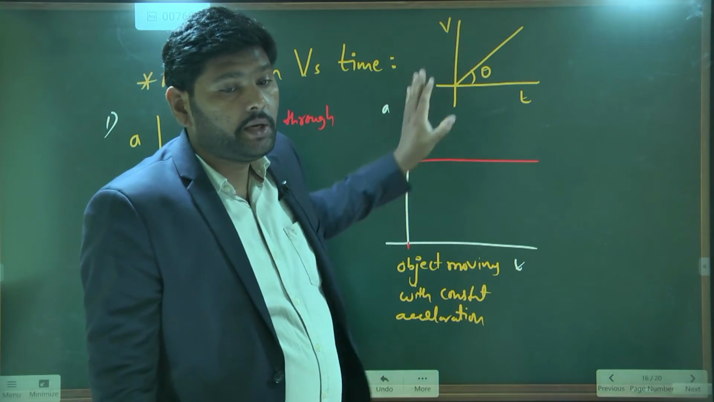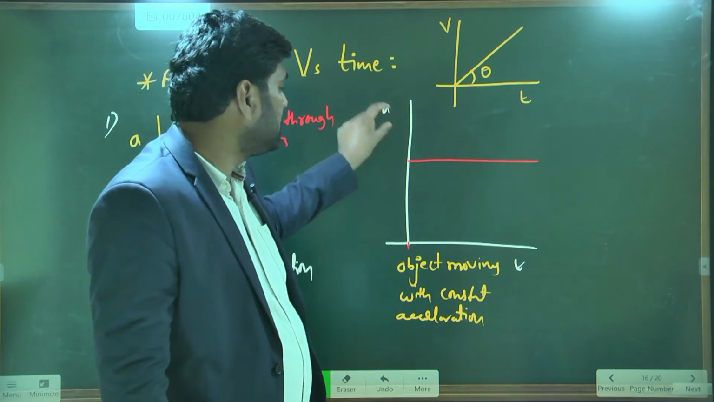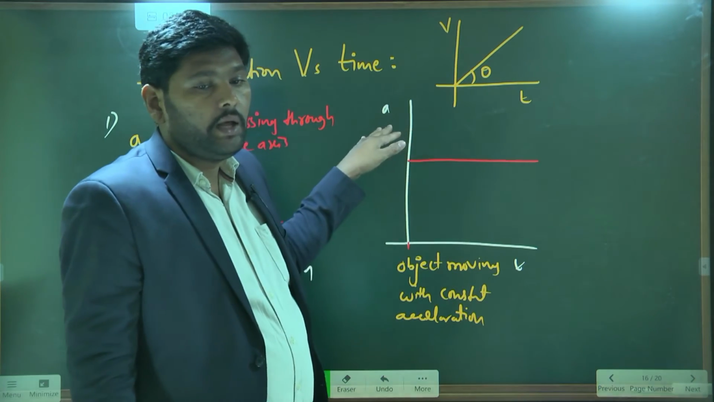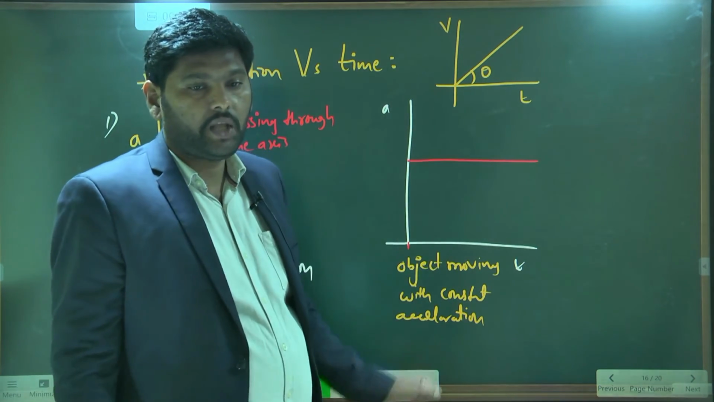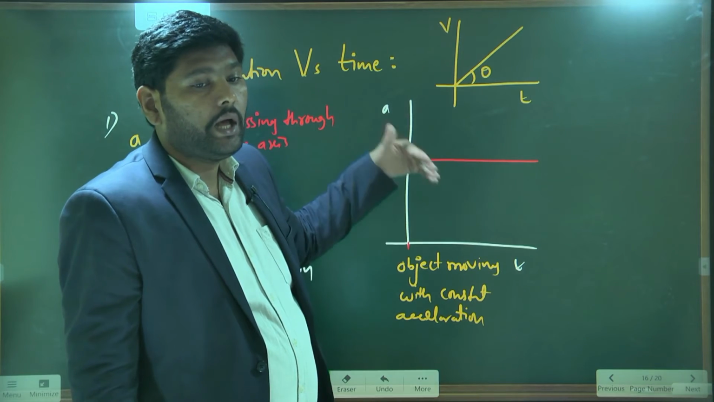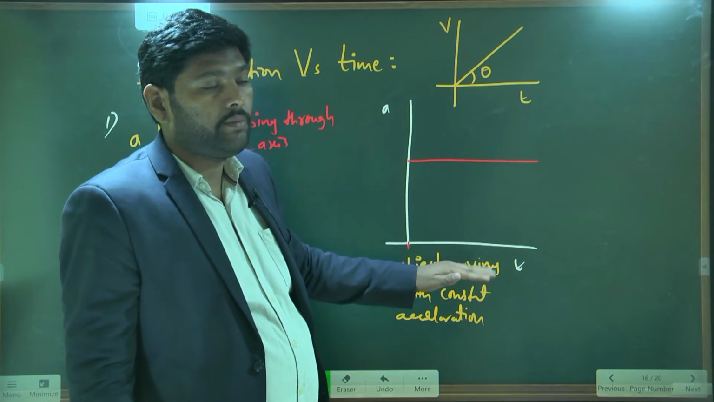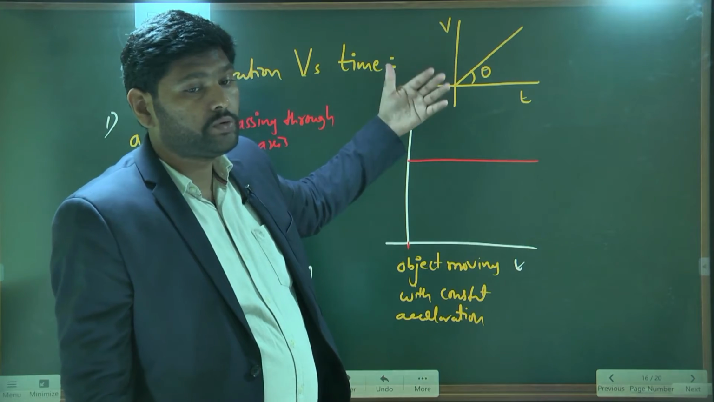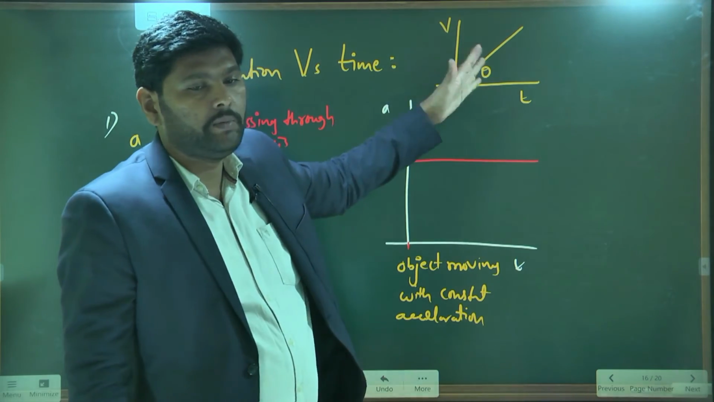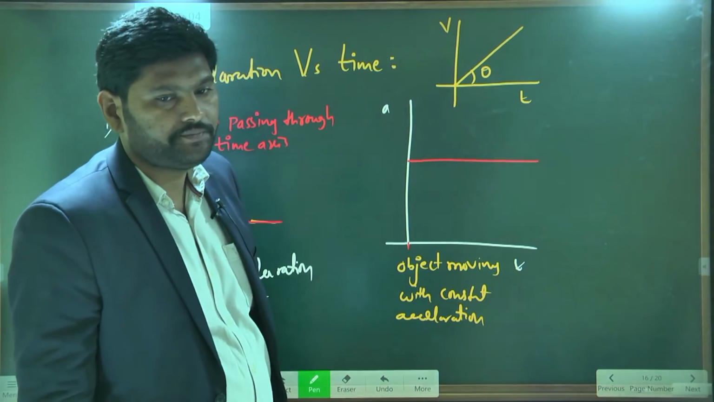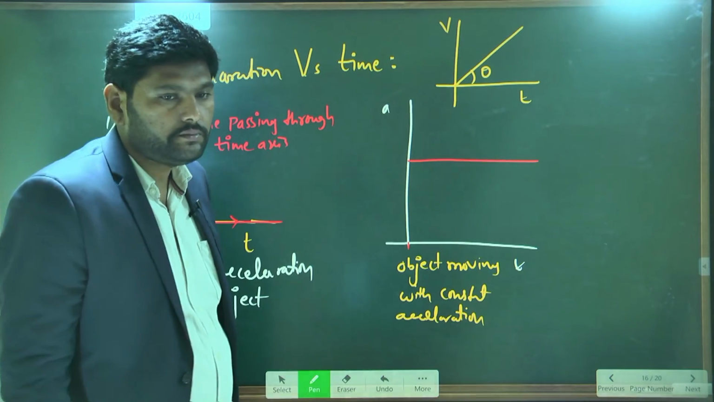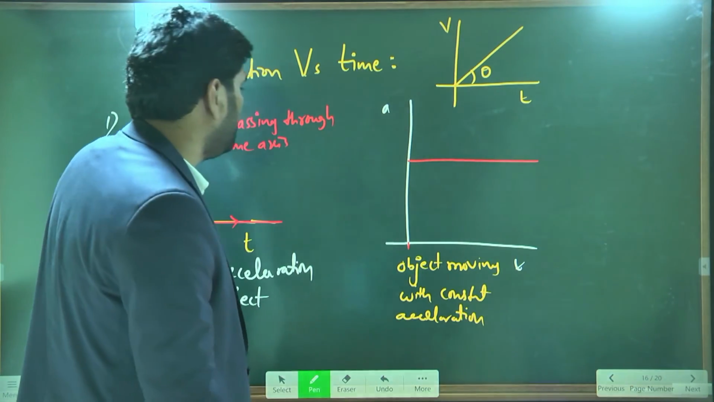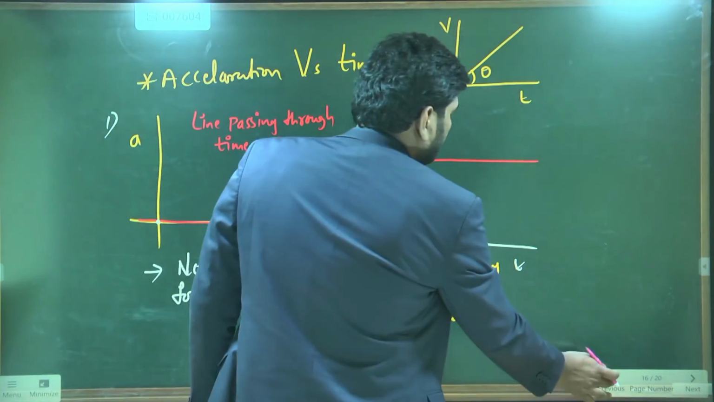The same representation with acceleration versus time shows a line parallel to the time axis. A line parallel to the time axis in acceleration versus time, and a line passing through the origin having some slope in speed versus time, will be the same representation. Understand? Yes. Next graph. One more.